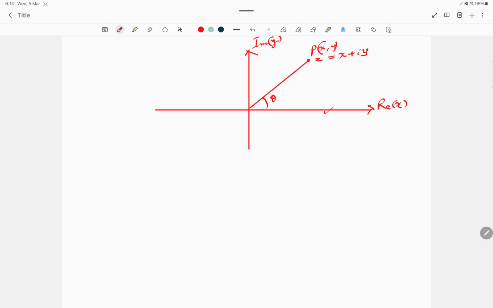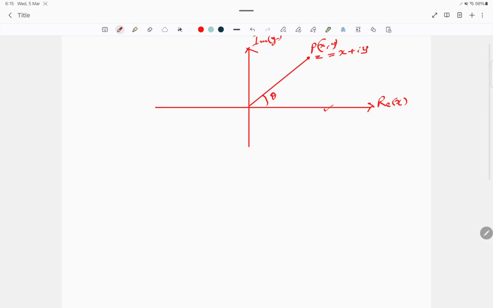So, principal argument is the angle. It is the angle made by the line joining the origin and the point of the complex number. In this case, this is the line making angle theta with the positive real axis. Always remember, the angle made with the positive real axis is called the argument or amplitude of the complex number.